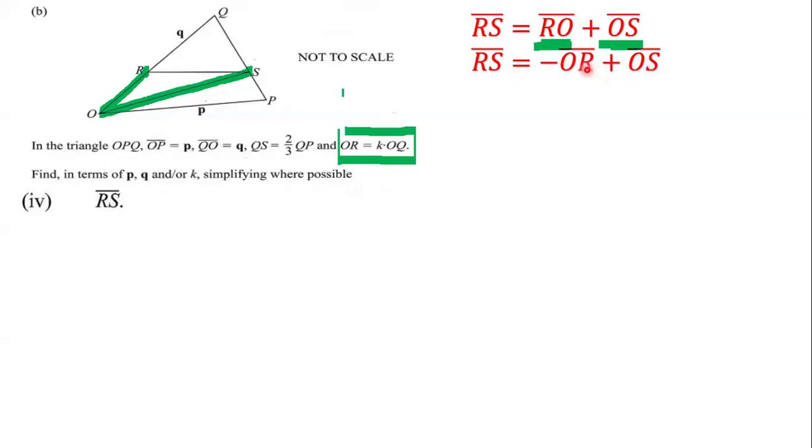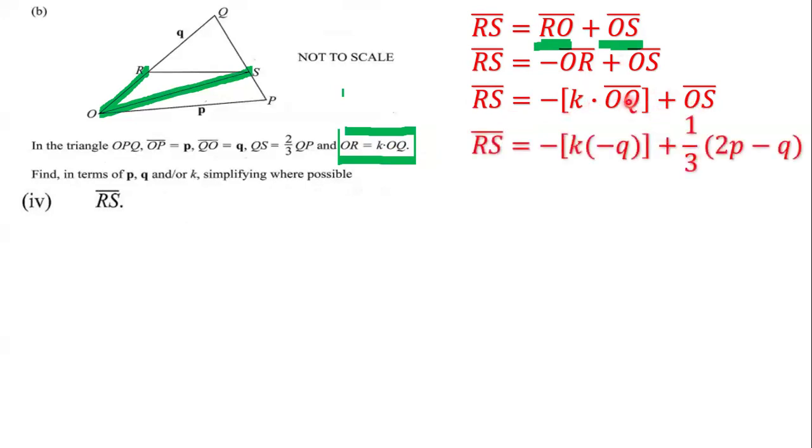Okay, so what is OR though? Well, OR is equal to K times OQ. That's what OR is. And so we have this negative out front, because we have to put the negative, multiplied by OR, but what is OR? K times OQ. So we have negative K times OQ plus OS. Next, what is OQ? Well, OQ is equal to negative Q. That's what OQ is.